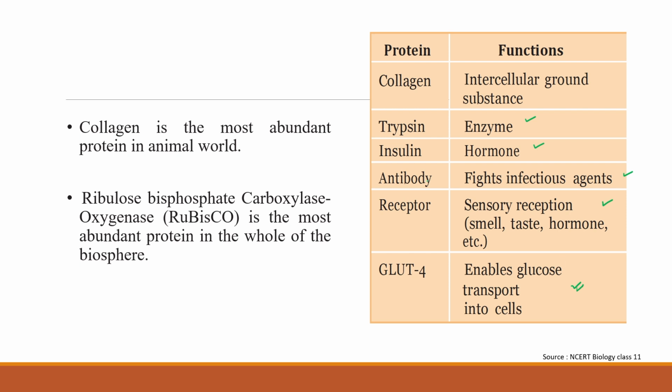So this is the list which is given in your NCERT biology book, and this is how you can now understand different kinds of functions of protein. Out of this whole list, collagen is the most abundant protein in the animal world, while this Rubisco, ribulose bisphosphate carboxylase oxygenase, this enzyme, this particular protein is the most abundant protein in the whole biosphere.